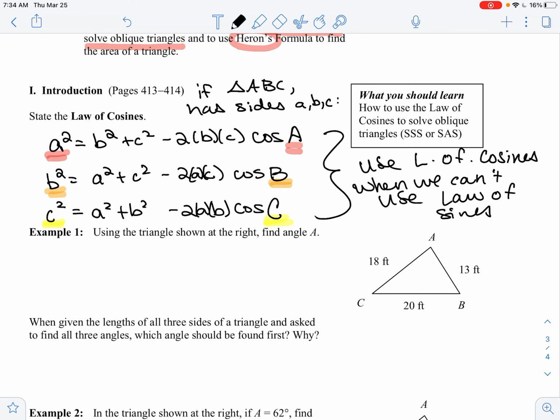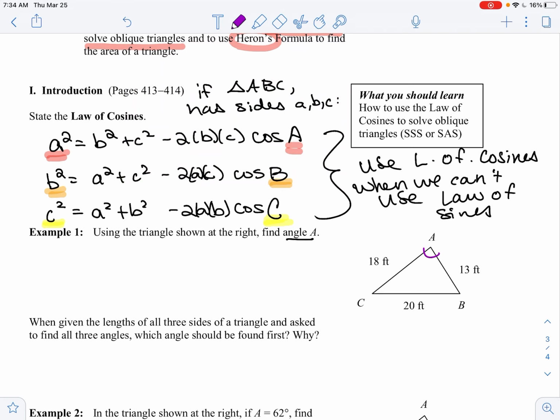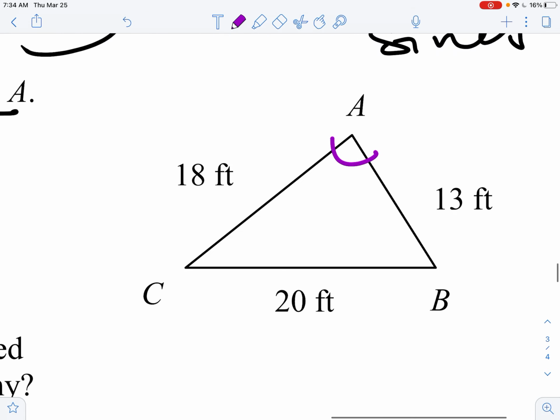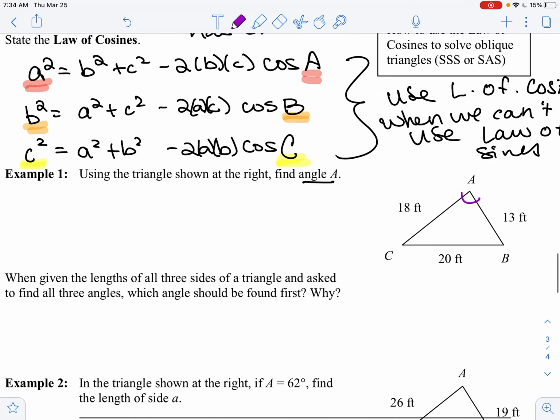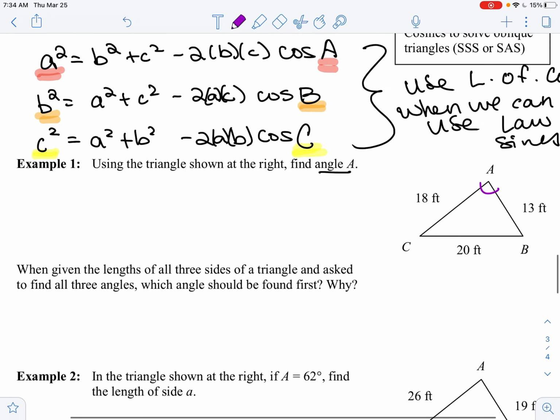It says use the triangle at the right, find angle A. So we're going to look for this angle right here. Notice how just looking at this triangle, I don't have any angles given. So I couldn't possibly use the law of sines. I have to use the law of cosines to find that missing angle.